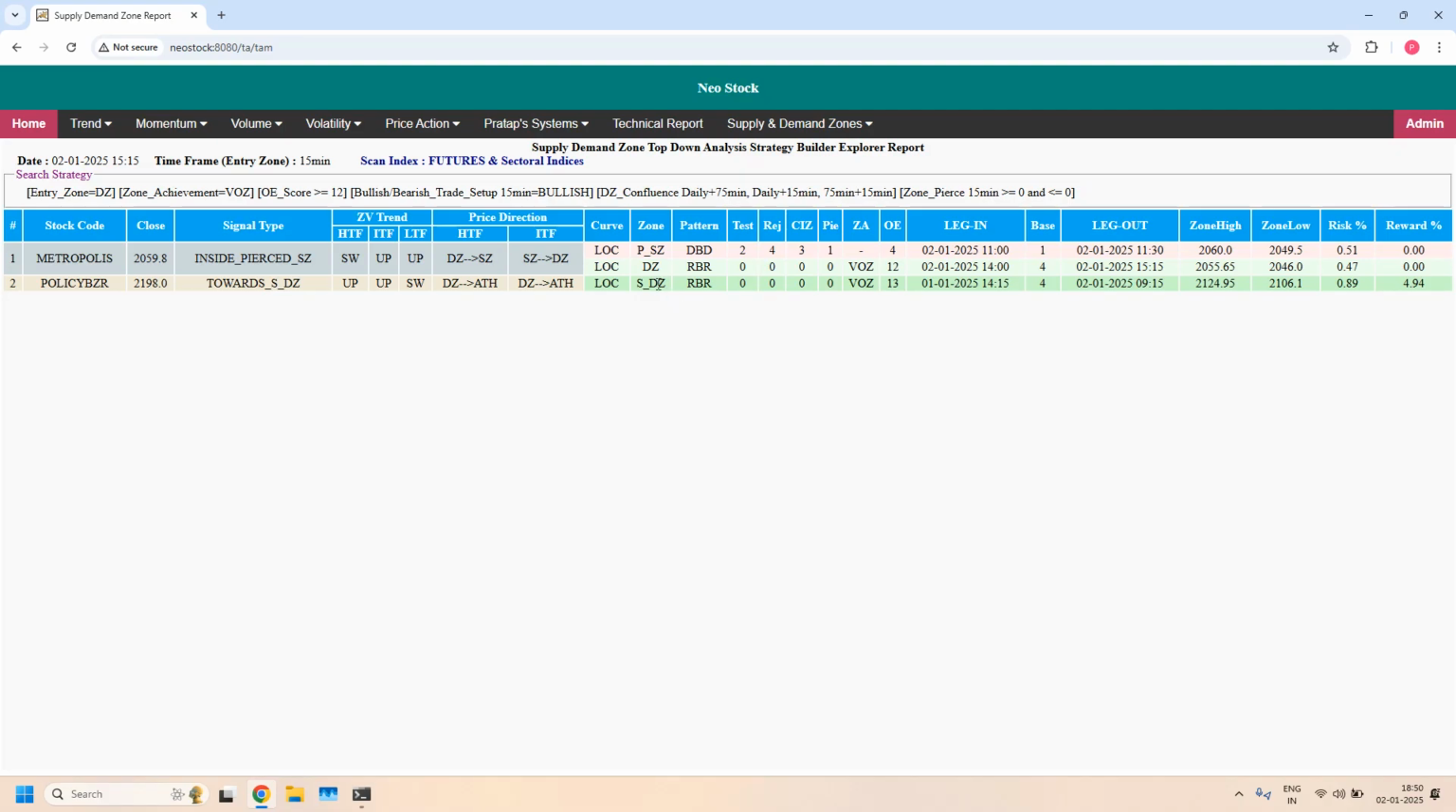In these 2 stocks, these 15 minutes demand zones are part of the 75 minutes demand zone. Both together are again part of the daily demand zone. And the daily trend is up in one stock, this second stock. If it has daily EMA confluence, this could be an even more high probability trade setup supported stock.